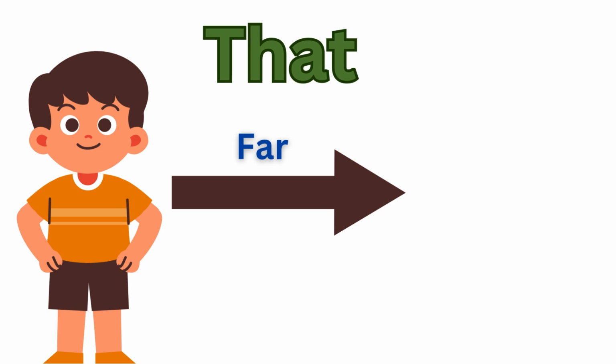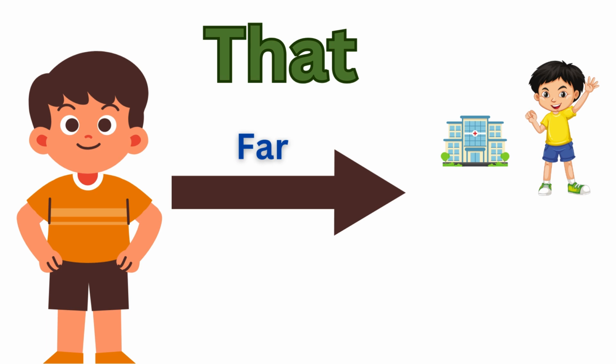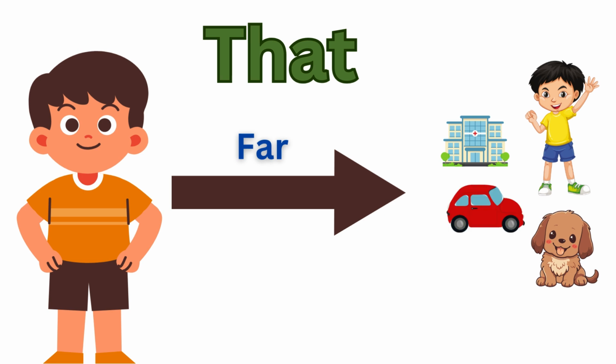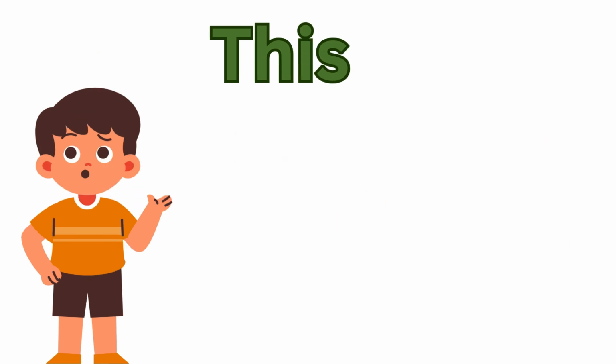That. We use that to identify or talk about the things that are far from us, be a person, place, animal, or things. We use that to identify a single or singular noun. Now let's understand this better with the help of some examples.